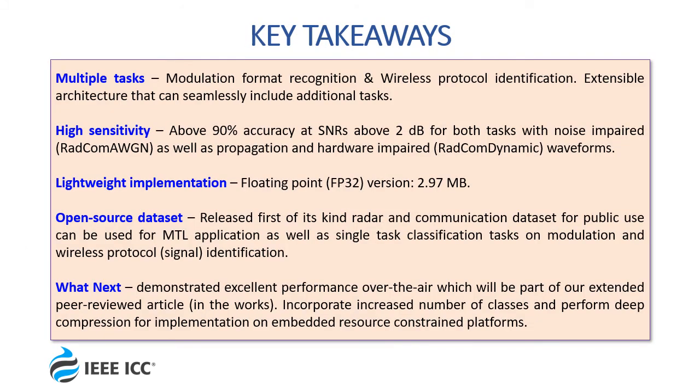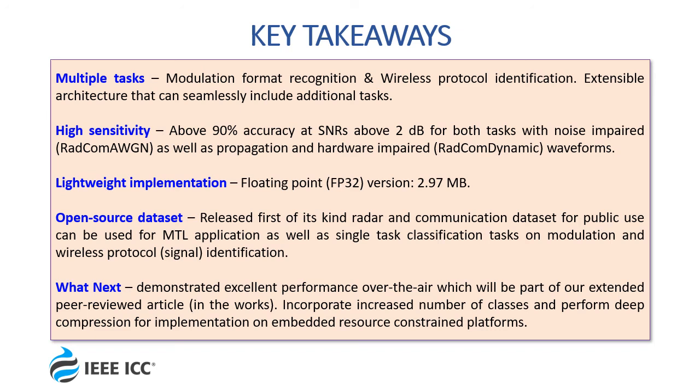The key takeaways here are that we tried to show that yes, multiple tasks can be achieved, such as modulation format and wireless protocol identification. It's an extensible architecture, which means it can seamlessly include additional tasks into it. And we demonstrated high sensitivity, which is above 90% accuracy at SNRs above 2 dB for both tasks on the noise impaired AWGN as well as the propagation and hardware impaired dataset. And it was a lightweight implementation.